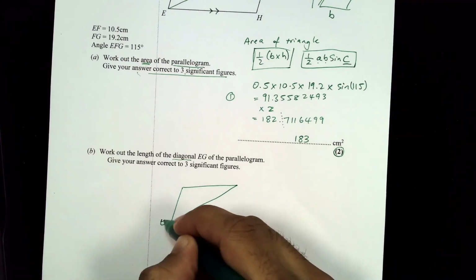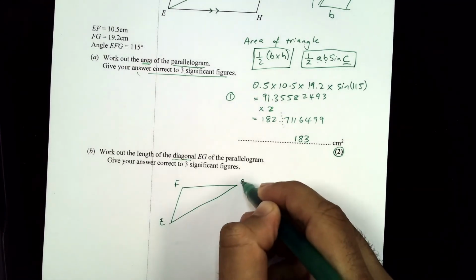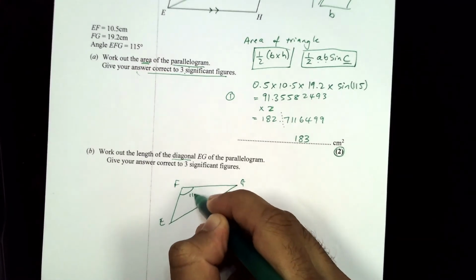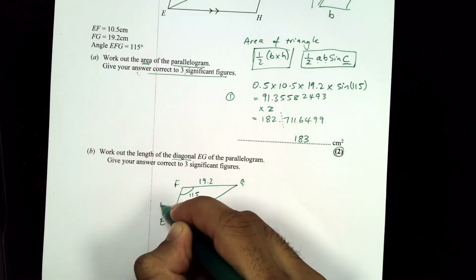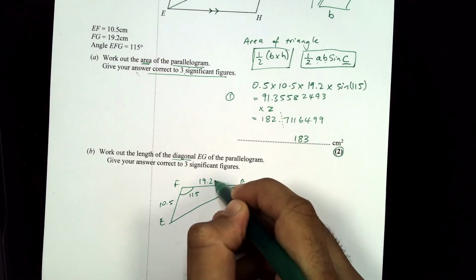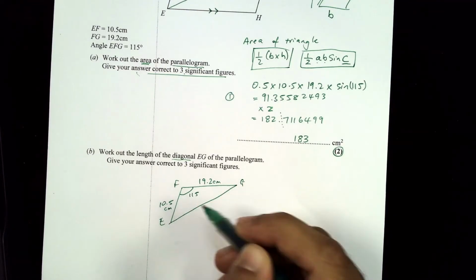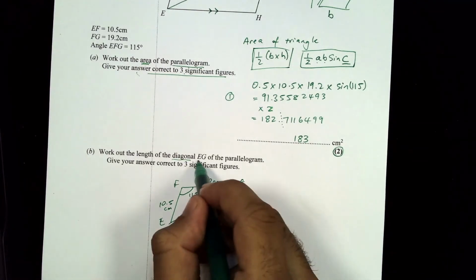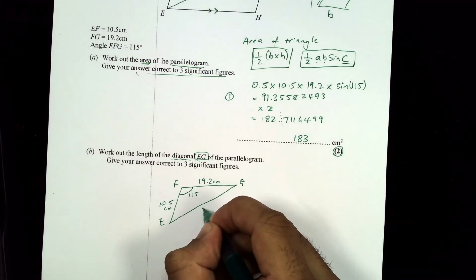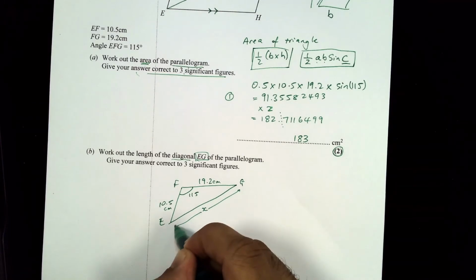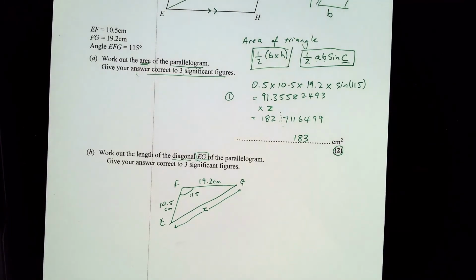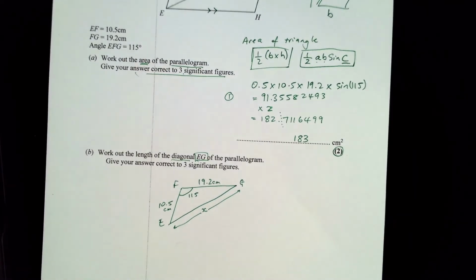So this is EFG. This angle was given as 115, this length was given as 19.2, and this length here was given as 10.5 centimeters. And the question is asking us to work out the length EG. So if I just put an X here, that's what they want us to find. They want to know how long that side is. And there is a rule which we can use for this.